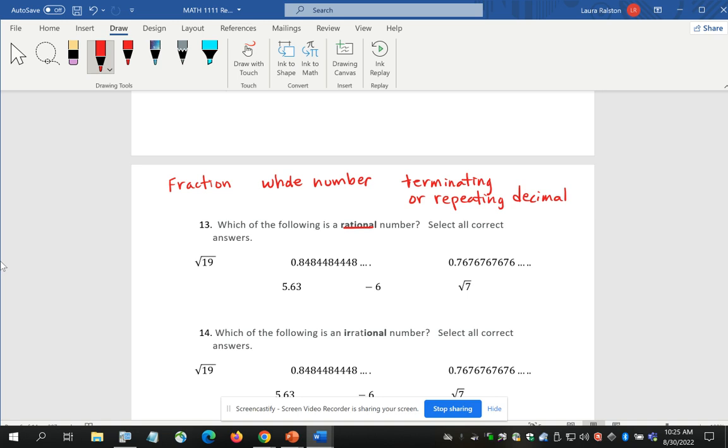0.84844... okay, that's not repeating. 0.76767676, that one does repeat, so that makes that one rational. 5.63 is a terminating decimal. -6, I can write that as -6 over 1, so it is rational. Square root of 7, again, I get this big long decimal value, so that is not rational.